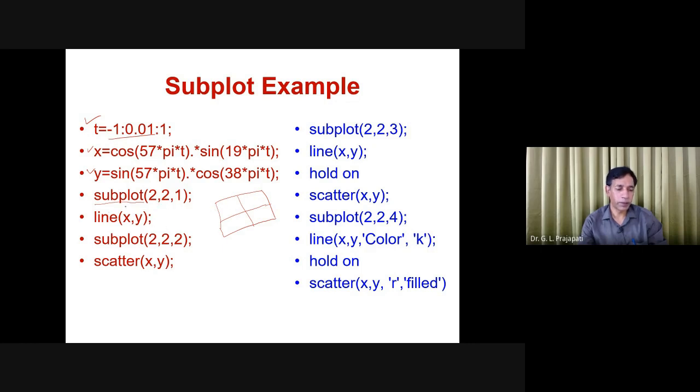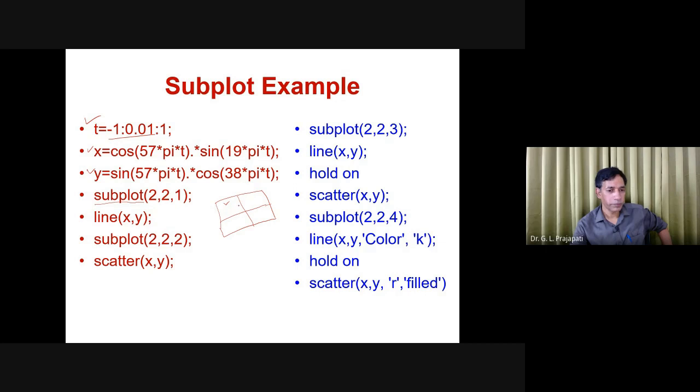So subplot 2, 2, 1 means you are specifying the first part. In this first part, what are you going to do? You are going to construct the line plot of x, y. So corresponding to the x and y, you are going to construct the line graph. So here you will have the line graph in this particular part.